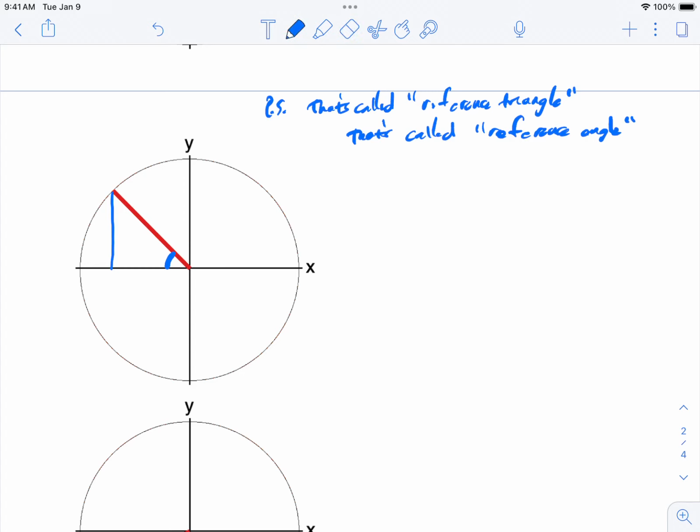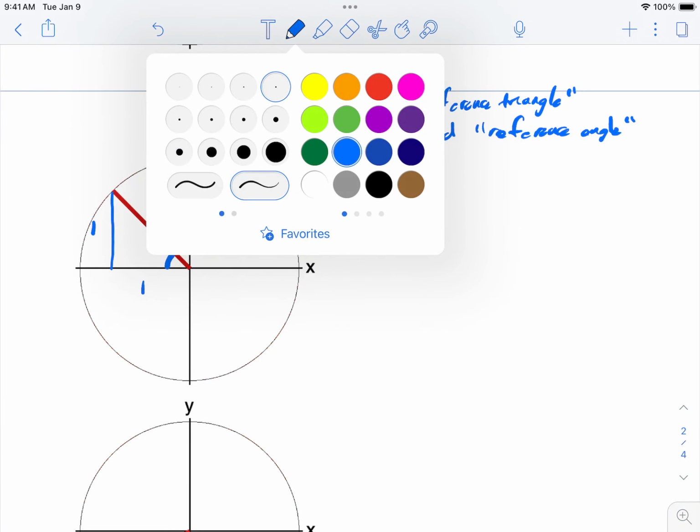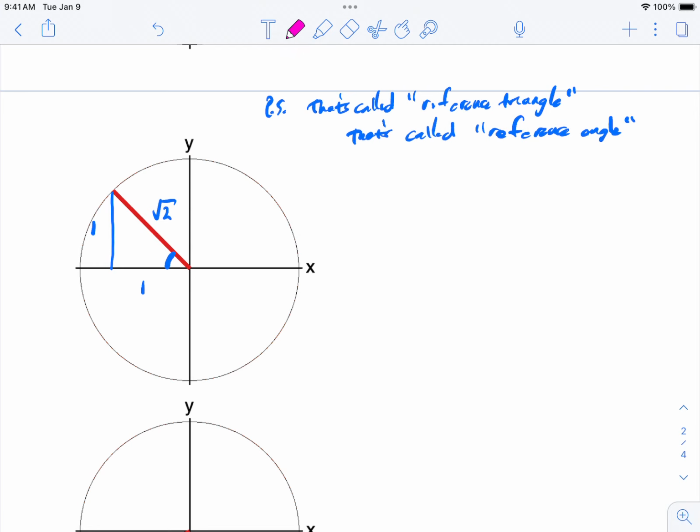Now let me get this line out of the way. We're going to say that's a 45, 45, 90 triangle, and the sides have relative dimensions of 1, 1, square root of 2, right? Here's what's different. Remember that x is positive when you go this way, and x is negative when you go this way? Well, that means this is not a 1, it's a negative 1. The x-coordinate here is a negative 1. Notice y is up, that's still positive 1, that's okay.